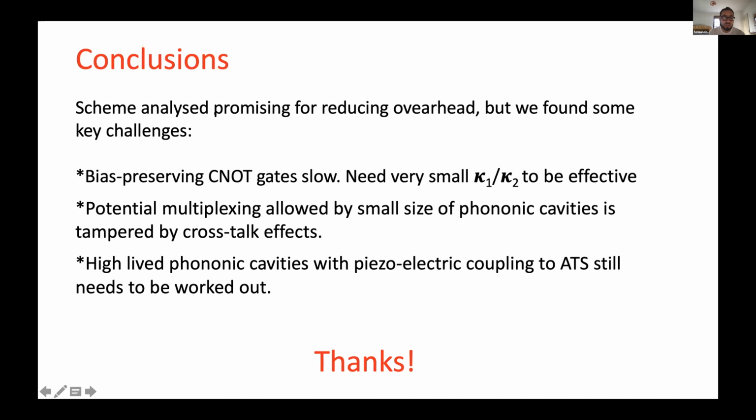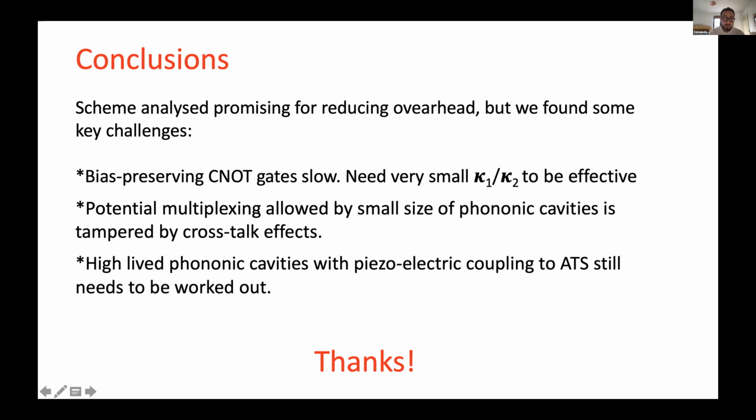So the conclusion: I told you a little bit about a scheme that we analyzed, that we thought, and still think, although there are some trade-offs, is promising for reducing overheads, but there are these challenges. What are the challenges? Right now the bias-preserving CNOT gates that we use are very slow, and this means that we need very small kappa 1 over kappa 2 to be effective. That's a challenge, so it'll be good to look at alternatives for this.